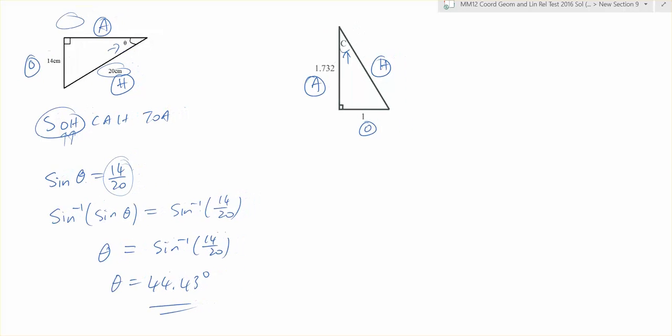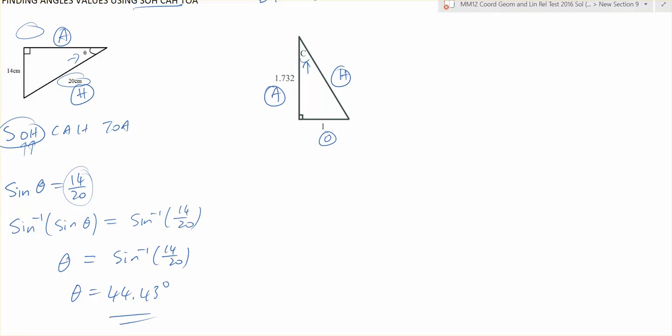Now let's do another example. So we're trying to find C in this case, and what do we have? So I start with SOHCAHTOA. I have the adjacent side, and I have the opposite side. So adjacent and opposite is ruled by tan. We've got tan of the angle C equals the opposite, 1, divided by 1.732.